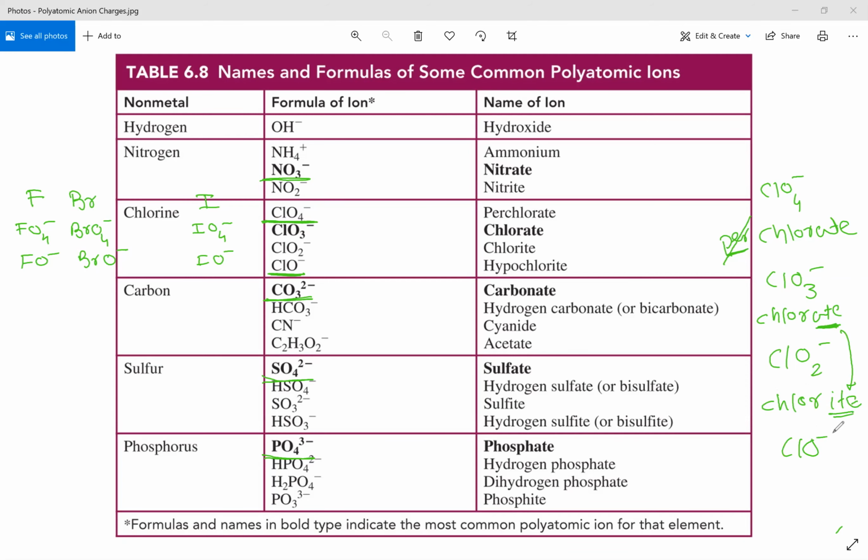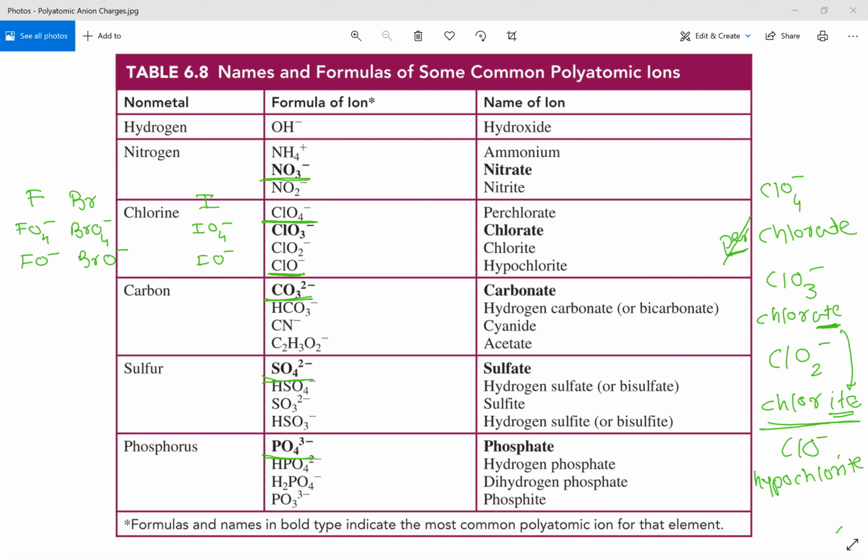We do not learn any other suffix than ate and ite. It means we are now going to move back to the prefix. Because we have one less oxygen, we're going to call it hypo. We're going to use hypo, and we are going to use the same name of this anion, chlorite: hypochlorite.